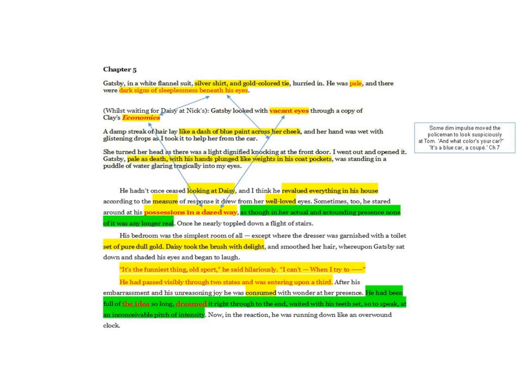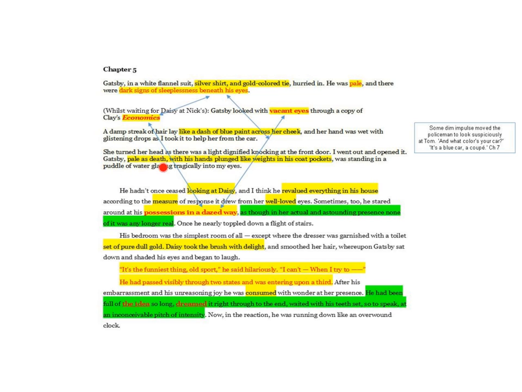Some quite gothic notes here from Fitzgerald. So, vacant eyes. He stared around at his possessions in a dazed way. This is an almost out-of-body experience. Pale, sleeplessness, dark, vacant eyes. As he's there, quite awkward and feeling embarrassed and nervous, Gatsby looked with vacant eyes through a copy of Clay's Economics. So there he is, reading a finance journal or newspaper, whatever it is. He is addicted to the notion of wealth and acquisition, and he looks terrible for that, as Fitzgerald shows here.